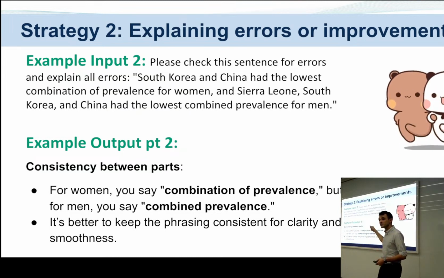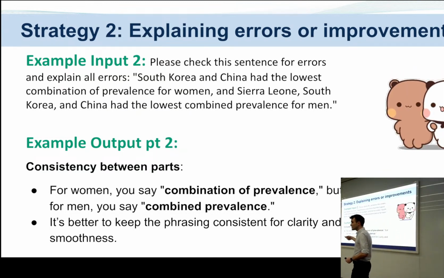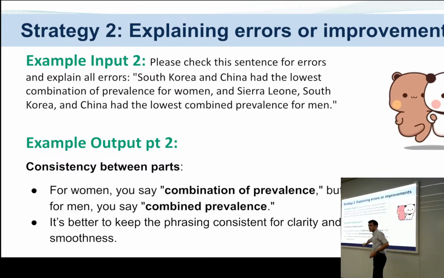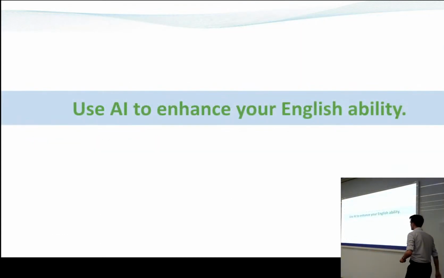I would improve this a little bit by saying, in academic English, we repeat phrases. You repeat phrases all the time. You do not want 5 ways to say the same thing. It's repetitive and it's boring sometimes. So this is actually a very good academic English tip. Use AI to enhance your English ability.